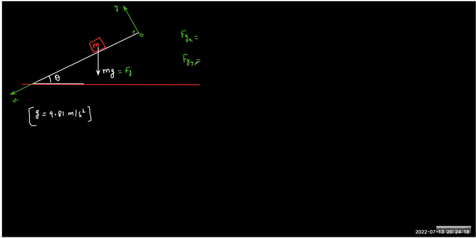Sir, F_G cos 90 minus theta. Exactly. So you need to find the angle first, no? What is the angle between gravity and the x-axis? This is the angle, and you can extend this line. This is 90, this is 90 minus theta. So what is the component? mg into cos of the angle which you see. And I see this answer is.